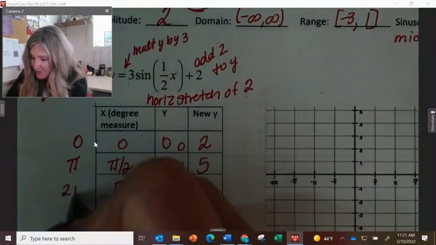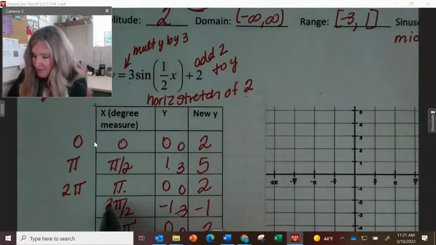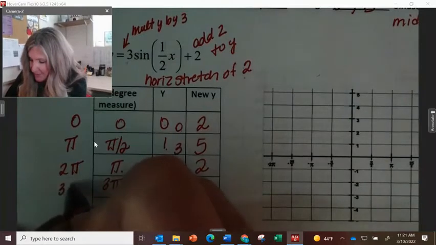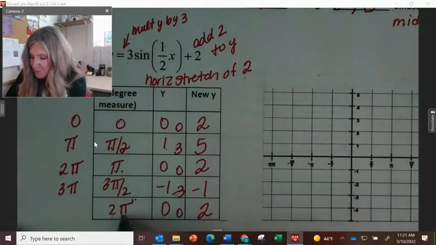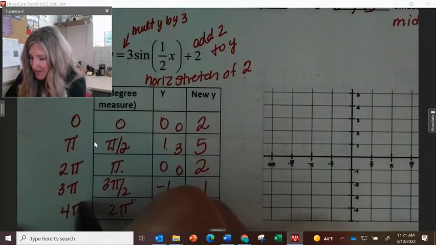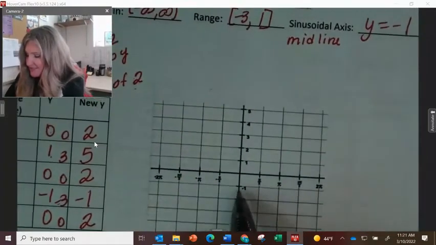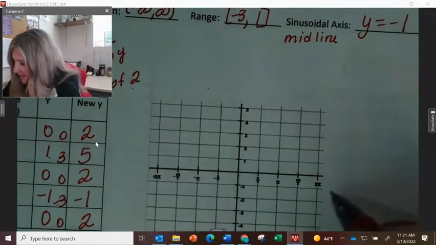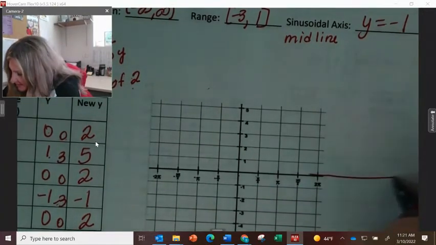2 times pi is 2 pi. 3 pi over 2, if I multiply that by 2, I'm going to get 3 pi. 2 pi times 2 is 4 pi. Now, look at our axis though. It goes 0, pi over 2, pi, 3 pi over 2, 2 pi. So I'm going to have to extend it.